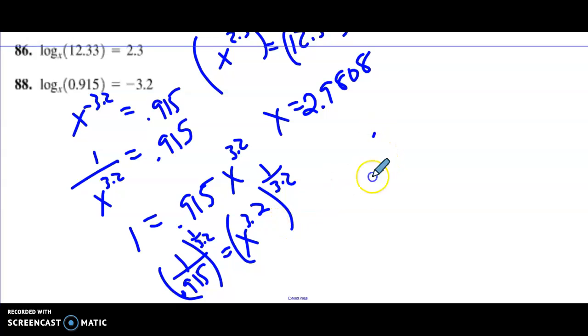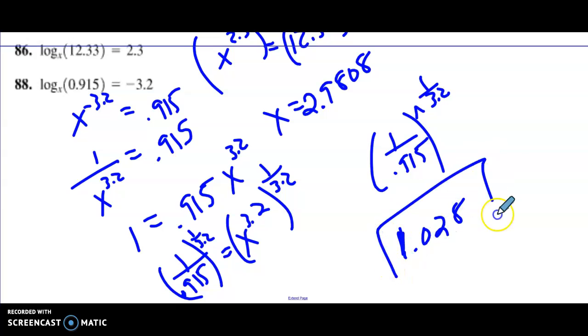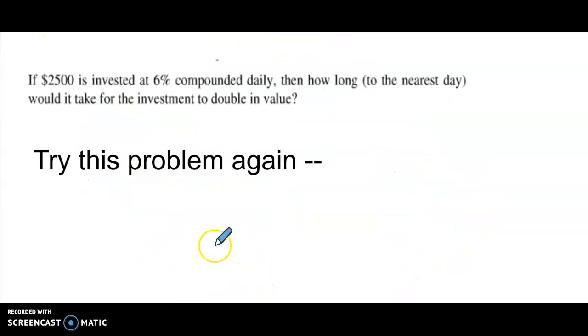So on my calculator, I'm going to take 1 divided by 0.915 to the, using that little caret, 1 divided by 3.2 power. That's 1.028. X is 1.028. So you can tell, we want to be able to go fluidly back and forth between exponential form and non-exponential form. Let's try this problem again.